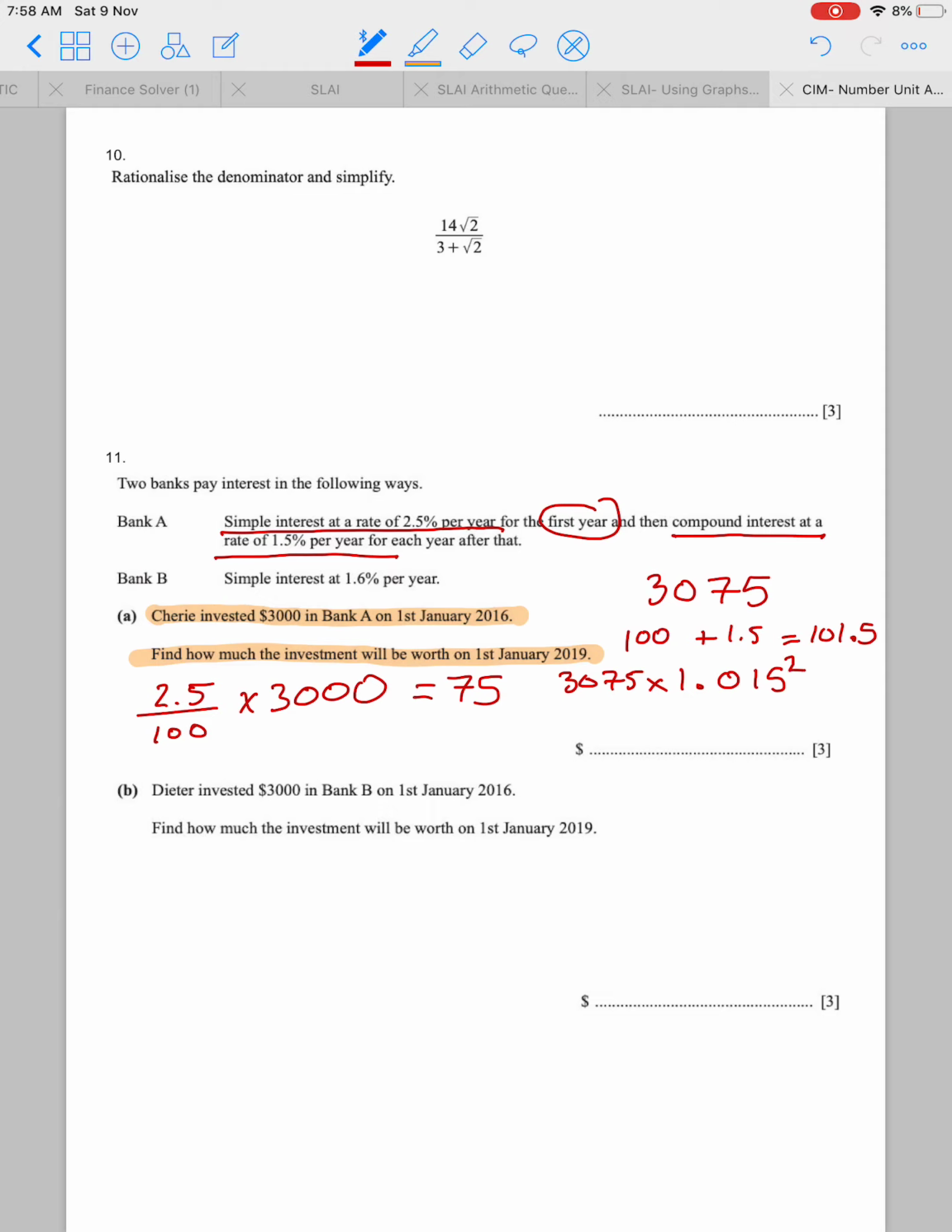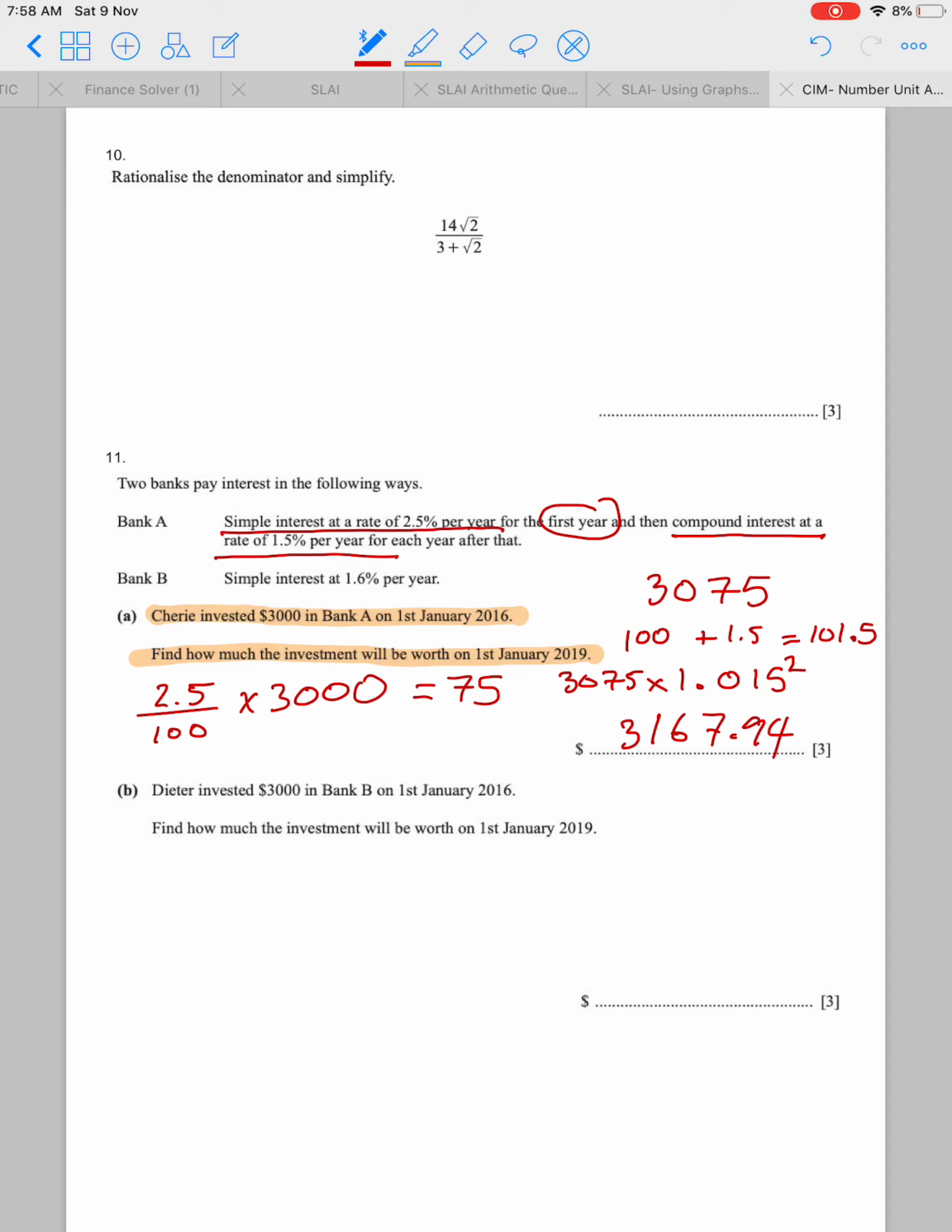So 1.015 squared times by 3,075. And I've got a final answer of 3,167.94. I'll just do 2 decimal places.